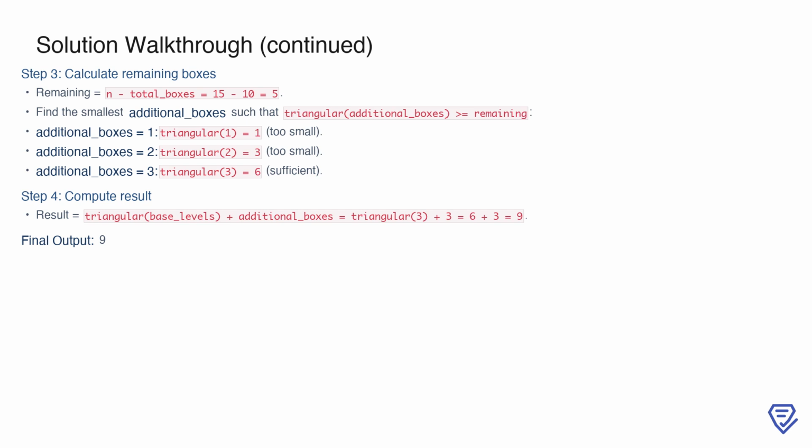We check successive values of additional_boxes using the triangular function. For additional_boxes of 1, the triangular number is 1, which is too small. For additional_boxes of 2, the triangular number is 3, still too small. For additional_boxes of 3, the triangular number is 6, which is sufficient to cover the remaining 5. Finally, we compute the result by adding the triangular number of the base levels to the additional boxes needed. The triangular number for base_levels of 3 is 6, and adding 3 gives a result of 9. This means the output for this example is 9.